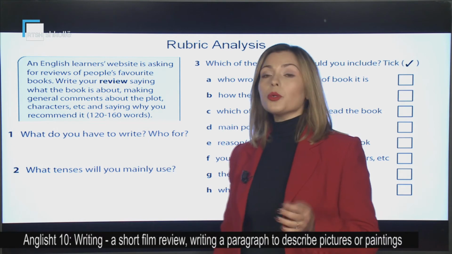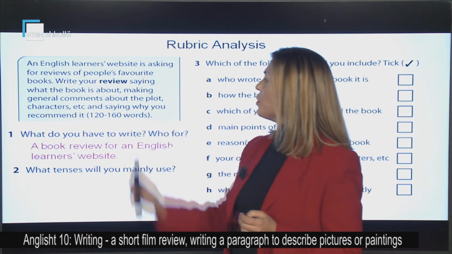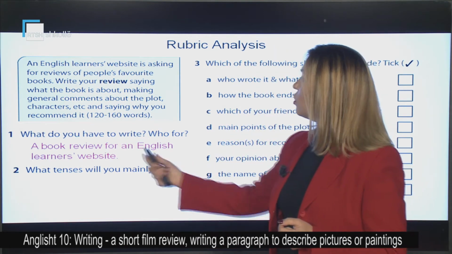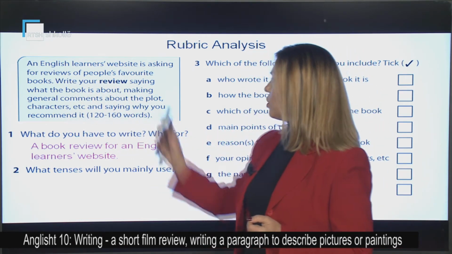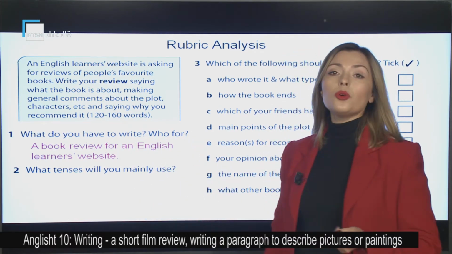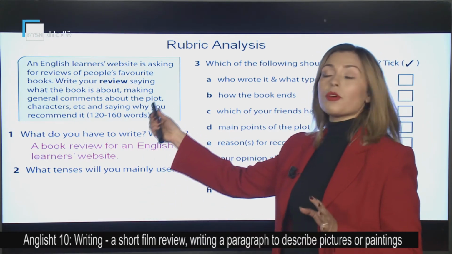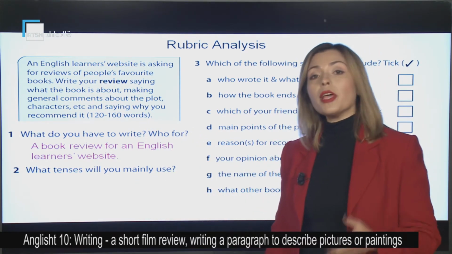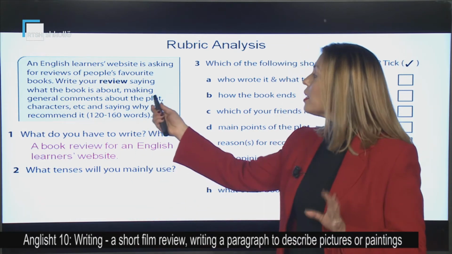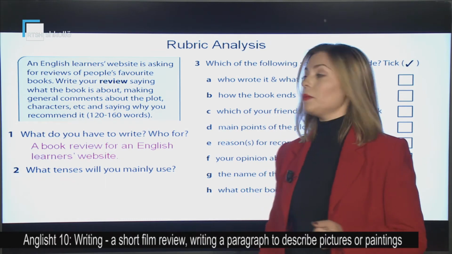So, what do you have to write? Start again, look again. We need to write, of course, a review, a book review. For what? For an English learner's website. So this is what and who we're going to write for. The information is given in the rubric. That's why it is very, very important to read carefully. If you understand, then you can write it much, much more easily.